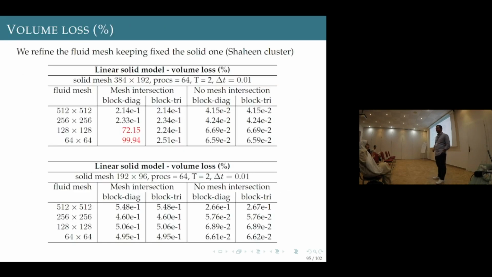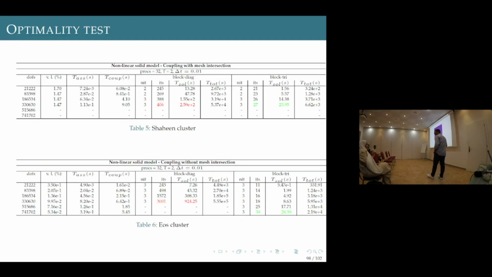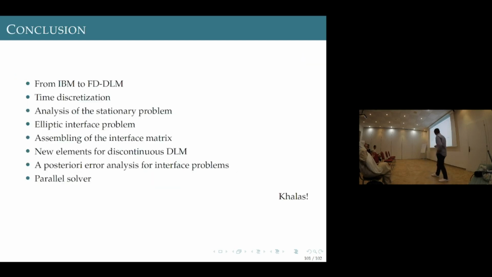So if there aren't any other questions, I would like to give the summary, if you're still alive. Starting from this morning, we discussed the immersed boundary method formulation and how we moved from the immersed boundary to the fictitious domain with distributed Lagrange multiplier. Then we discussed the time semi-discretization and the analysis of the stationary problem.